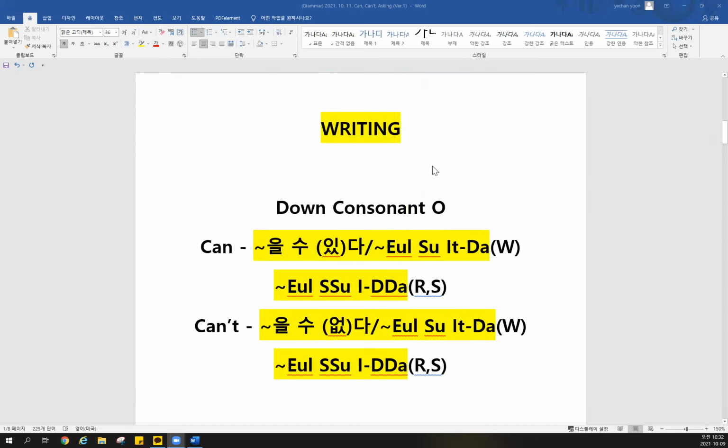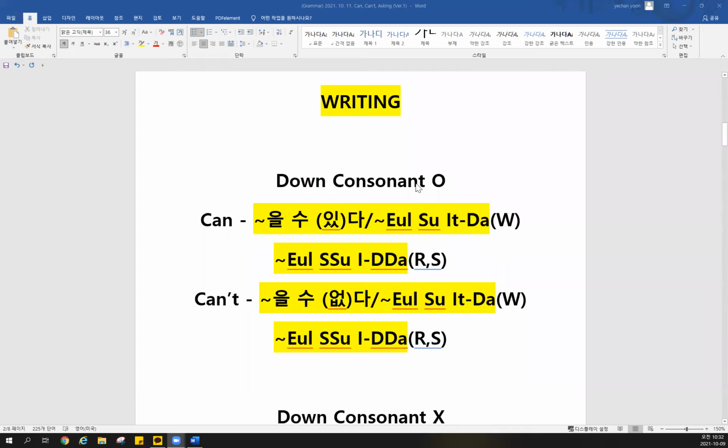When we go to the next one for the writing, if they have a down consonant, you can say blah blah 을 수 있다. So writing is going to be 을 수 있다. But as I told you, the speaking and reading is going to be blah blah 을 수 있다. Then cannot is going to be easy: blah blah 을 수 없다. Writing and the reading speaking is different, okay?